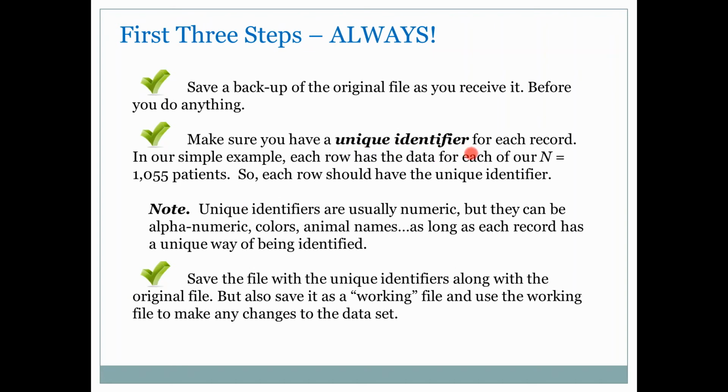In our example, we have 1,055 rows of patients, so each row should have a unique identifier. Okay. Unique identifiers are usually numeric, but they can be alphanumeric, colors, animal names. I don't care, as long as each record has a unique way of being identified.